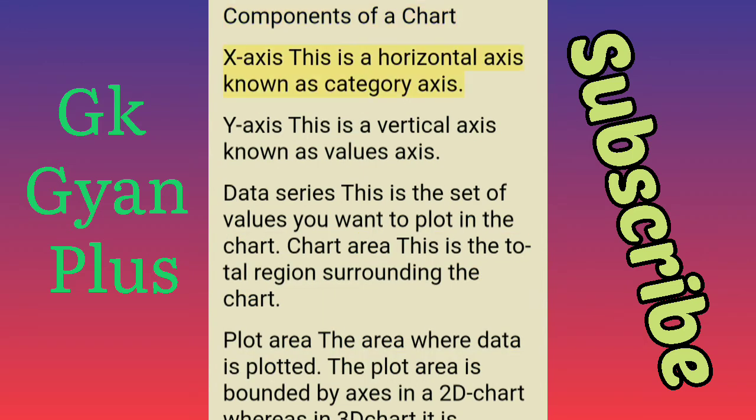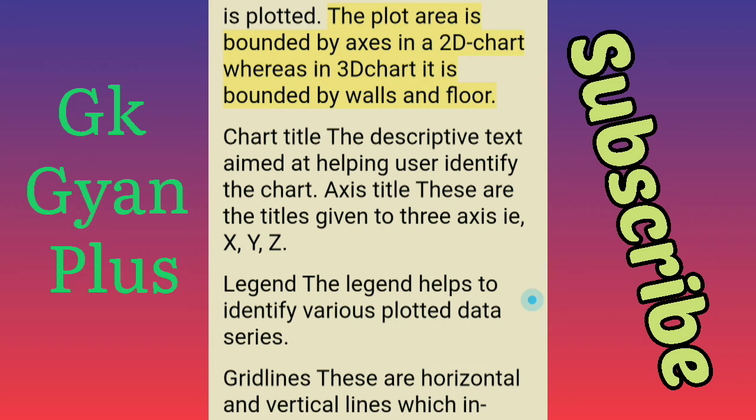Components of a chart. X-axis: this is a horizontal axis known as category axis. Y-axis: this is a vertical axis known as values axis. Data series: this is the set of values you want to plot in the chart. Chart area: this is the total region surrounding the chart. Plot area: the area where data is plotted. The plot area is bounded by axes in a 2D chart, whereas in a 3D chart it is bounded by walls and floor.